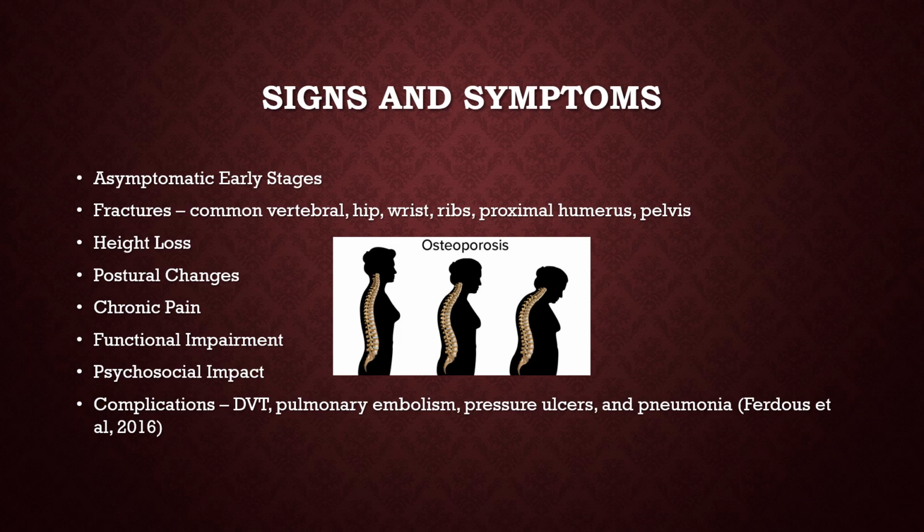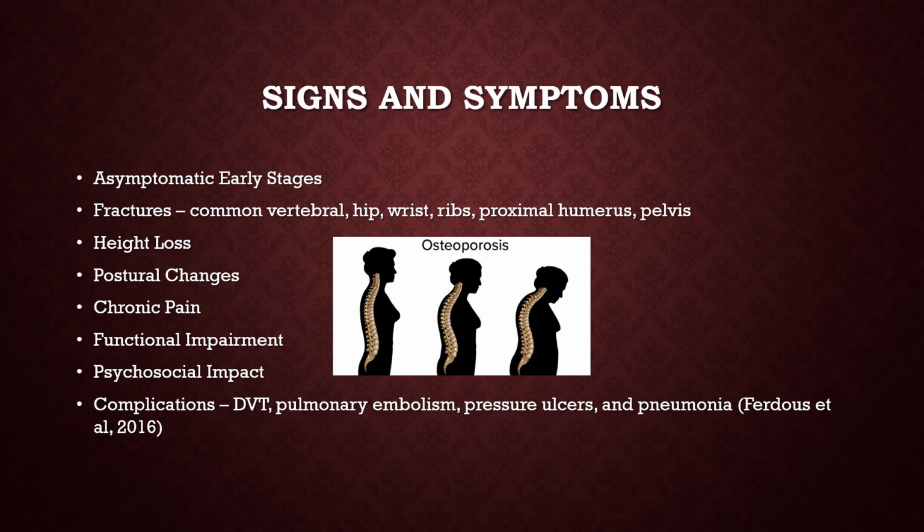Other signs and symptoms can include height loss and postural changes. As vertebral compression fractures occur, this can lead to a gradual loss of height over time. Additionally, osteoporosis can lead to curvatures of the spine, such as kyphosis, leading to an abnormal posture, and these posture changes can affect the patient's mobility, balance, and overall quality of life.